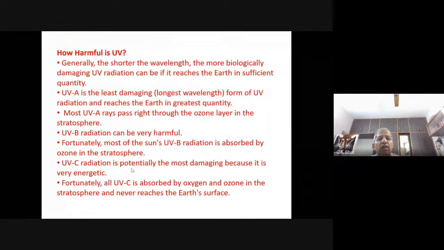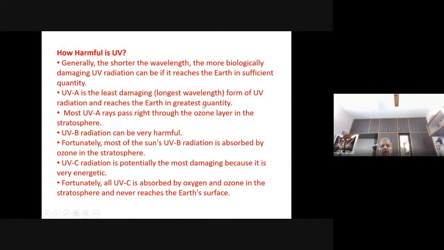UVA is the least damaging form of UV radiation and reaches the earth in greatest quantity. Most UVA rays pass right through the ozone layer in the stratosphere. UVB radiation can be very harmful. Fortunately, most of the sun's UVB radiation is absorbed by the ozone in the stratosphere itself.